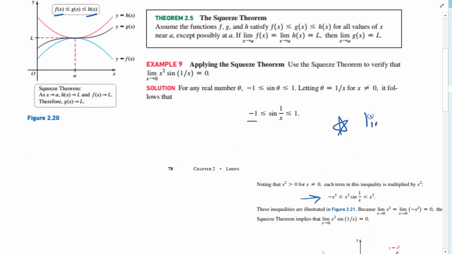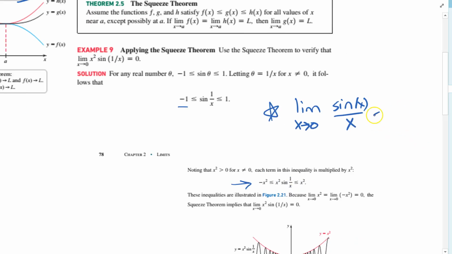And the biggest application of the squeeze theorem is the limit as x goes to 0 of sine of x divided by x. This is going to be 1. This is a very powerful limit. At this point in time, you can memorize it and just know it. You don't have to prove it.